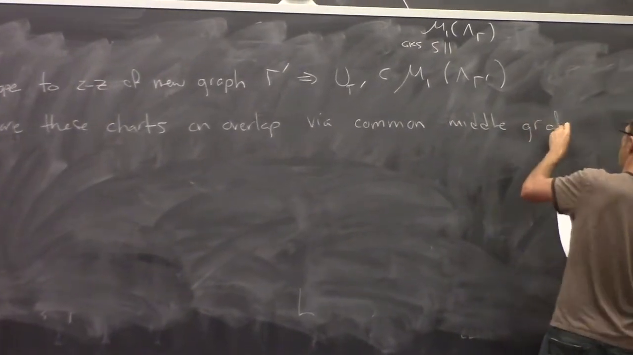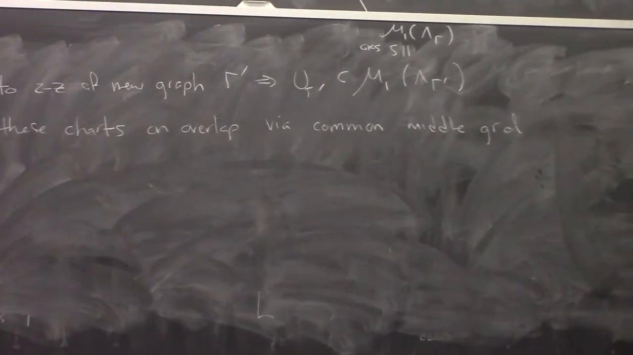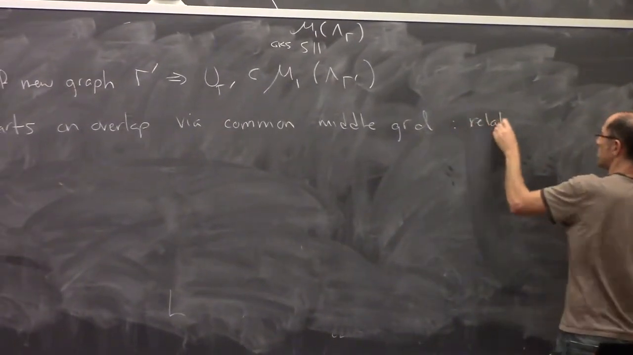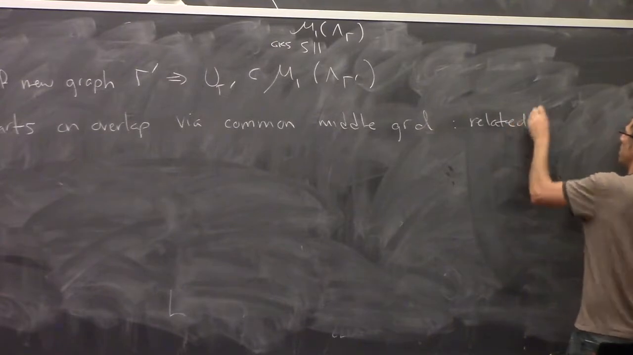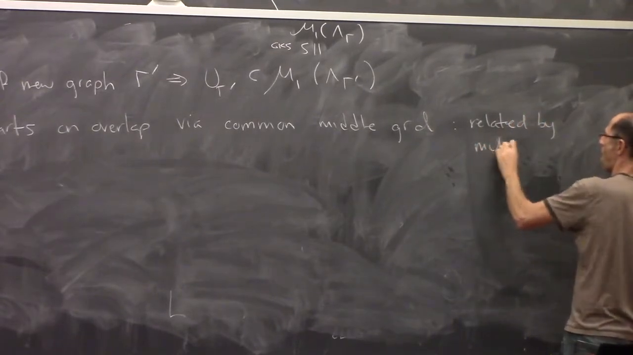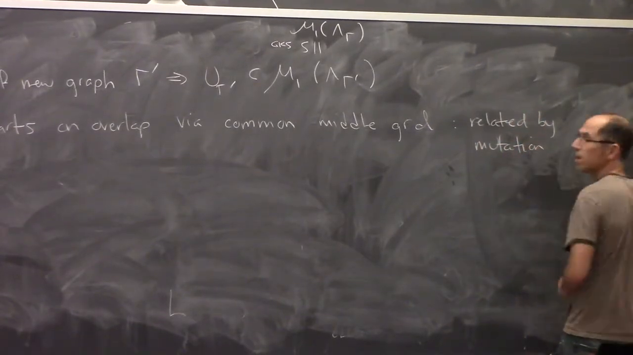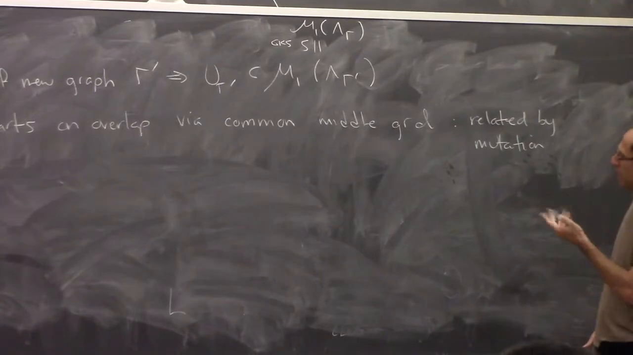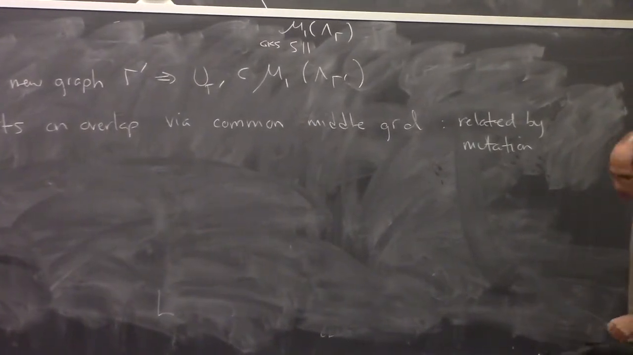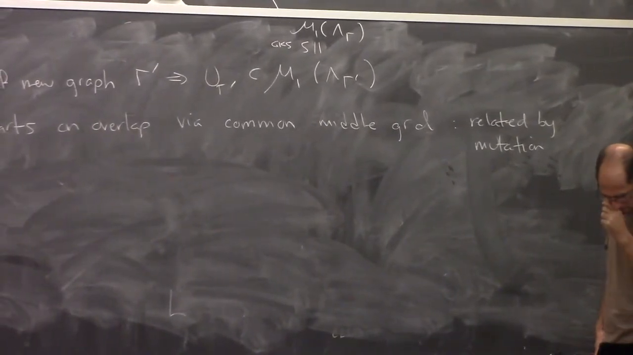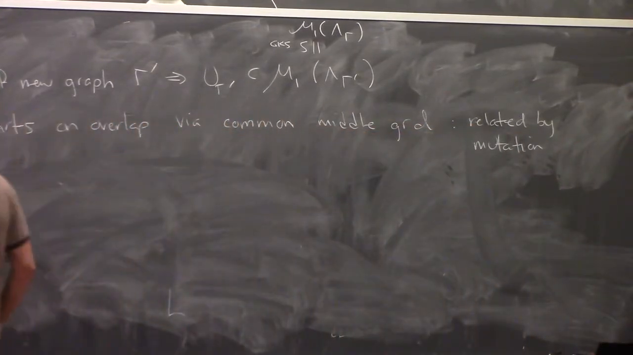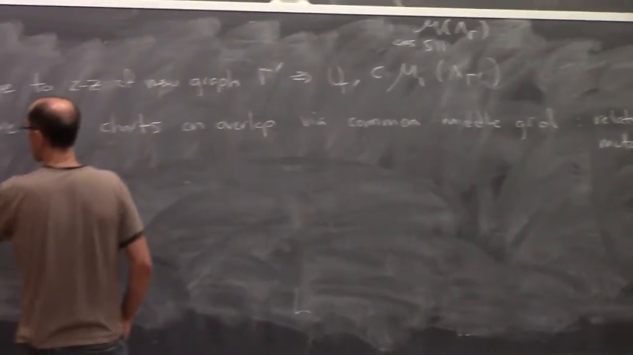And you can compare them, for example, by some common middle ground, or however you want to compare them. I'll show you how to do it. And they're related. So there are some coordinates, which I'll describe. They're related by mutation. That's like the main calculation. I'll do a little piece of it for you. And the main result here.